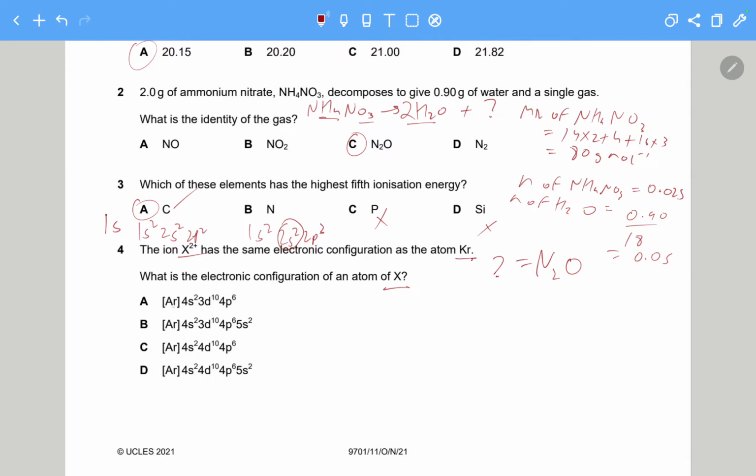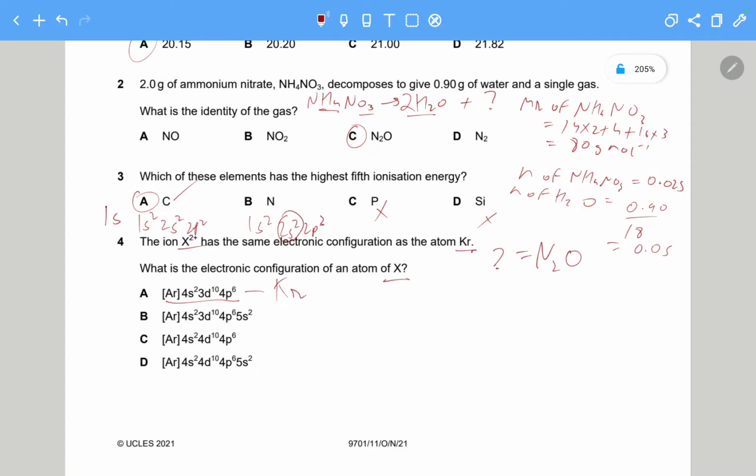If we look at the first one, argon, which is the first 18 electrons, 4s2, 3d10, 4p6. This is the electronic configuration of krypton itself if you look at the periodic table. We are told that the ion X2+ has the same electronic configuration as krypton. So this is the electronic configuration of X2+, which means it cannot be the electronic configuration of X itself. So this is not the correct answer.